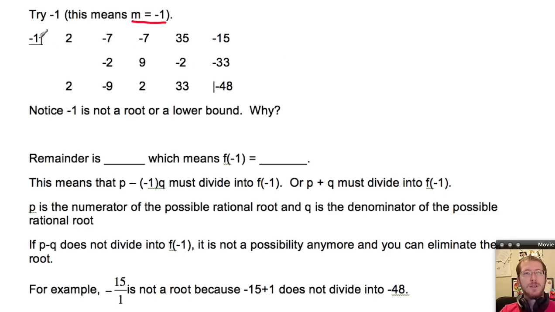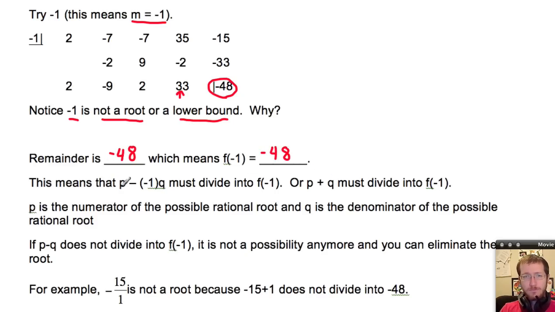So if we try -1, then if we do F of -1, we can do synthetic division and find our remainder. Our remainder is -48. So -1 is not a root because we didn't get a remainder of 0. It's also not a lower bound. Now remember, a lower bound alternates non-positive, non-negatives. We have positive, negative, positive. This guy would need to be a negative or a 0, and it's not. So it's not a lower bound, not a root, but we've got this -48. So that's our remainder, which means that F of -1 is -48.